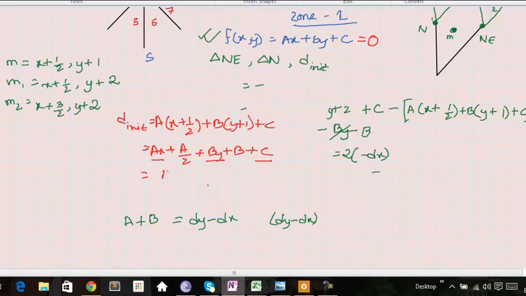So what we are left with is a by 2 plus b, where a equals dy and b is minus dx. When we multiply it by 2, we get dy minus 2 dx. Alright, so now let's get down to the calculation.